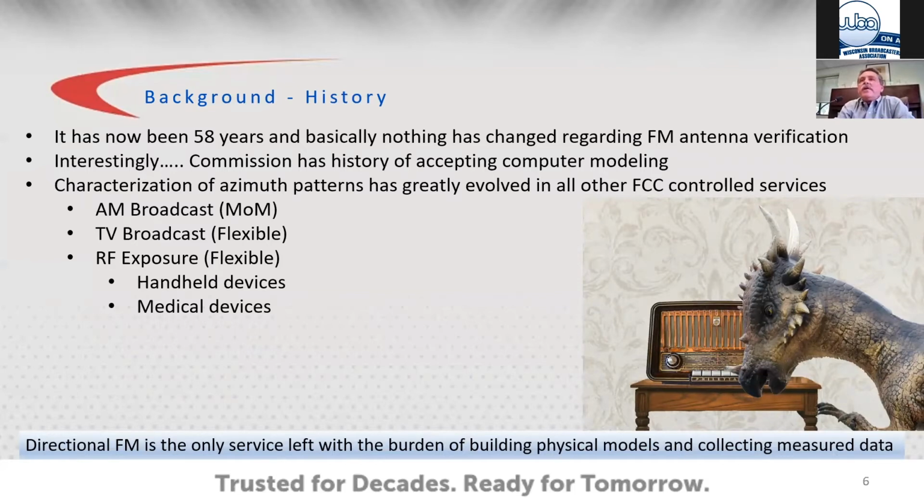So now it's been 58 years and basically nothing has changed in the FM rules or the measurement process to validate FM patterns. And it's interesting that aside from FM, the commission does have a history of accepting computer modeling. Basically, the way that antenna patterns are handled in general has evolved in all of these other FCC services. AM broadcast, for example, in 2008, the rules were updated to allow the method of moments for pattern verification. And if you look at the rules for TV and RF exposure, they're already flexible enough to permit computer modeling. So in a nutshell, FM is the only service left with the burden of building physical models and collecting measured data.